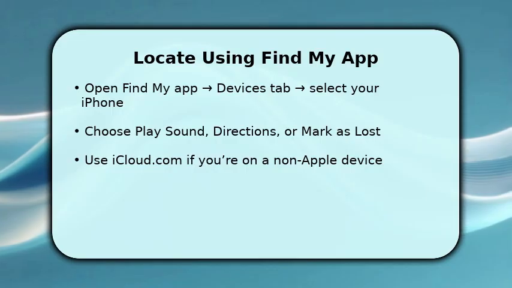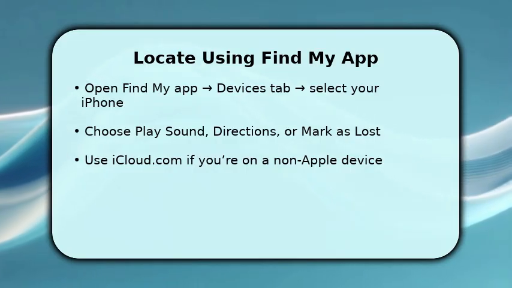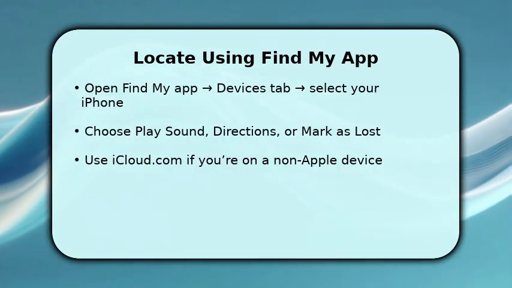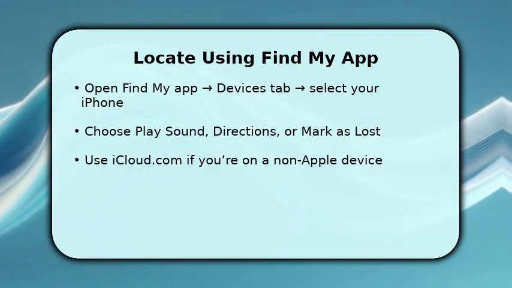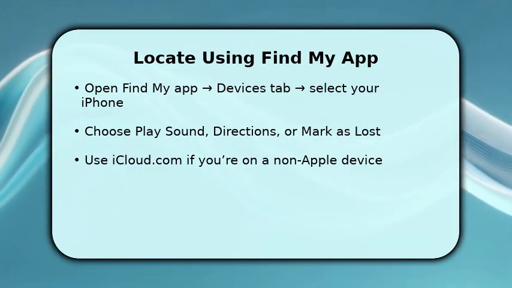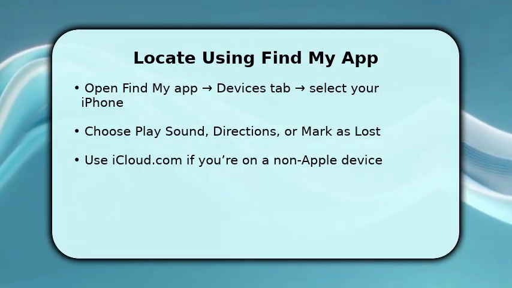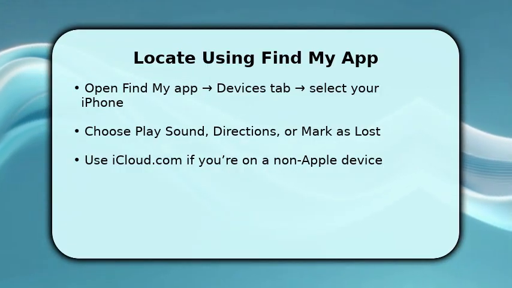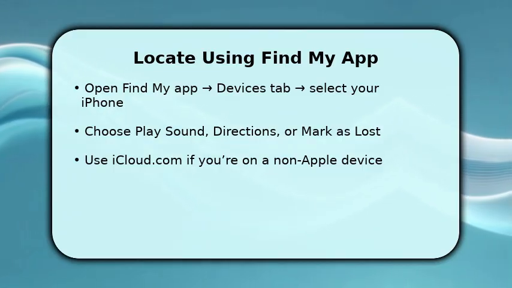You now use the Find My app to actually locate the device. Open Find My, tap Devices, and select your iPhone. The map shows its last known location. If nearby, tap Play Sound to find it fast. If elsewhere, tap Directions to open Maps for navigation. For theft or loss, choose Mark as Lost to lock and display a contact number.